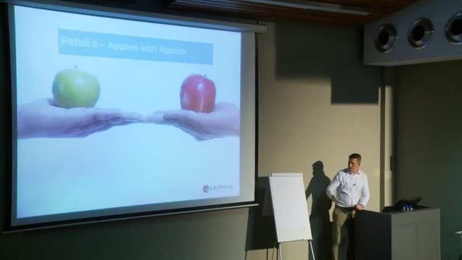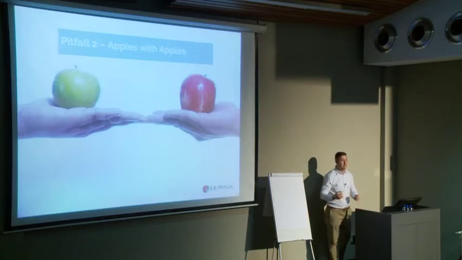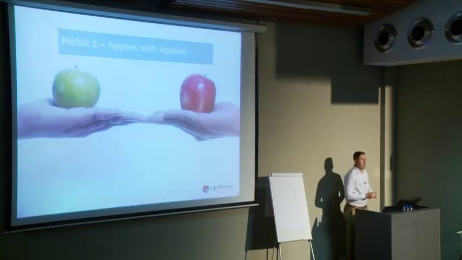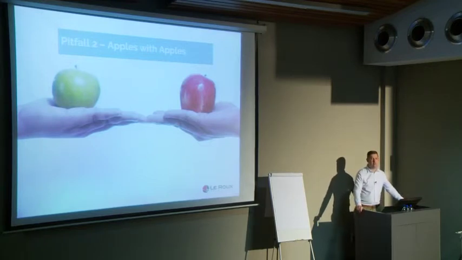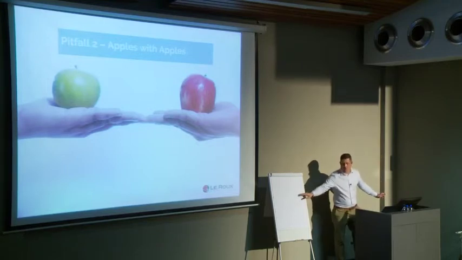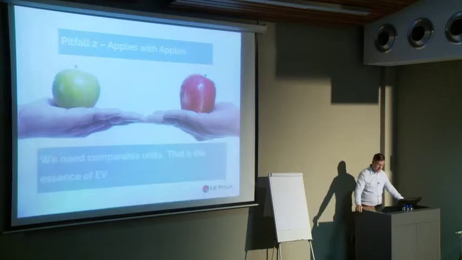So the golden rule is simple. Use whatever we have, which is usually the cost, because that's easy. It's easy to measure, and we use that as the metric. Don't get confused with the metrics, as I've shown you in the previous example. Don't get confused with man hours versus values, etc. These things must be comparable. So the rule there is we need comparable units. That's the essence of earned value for me.